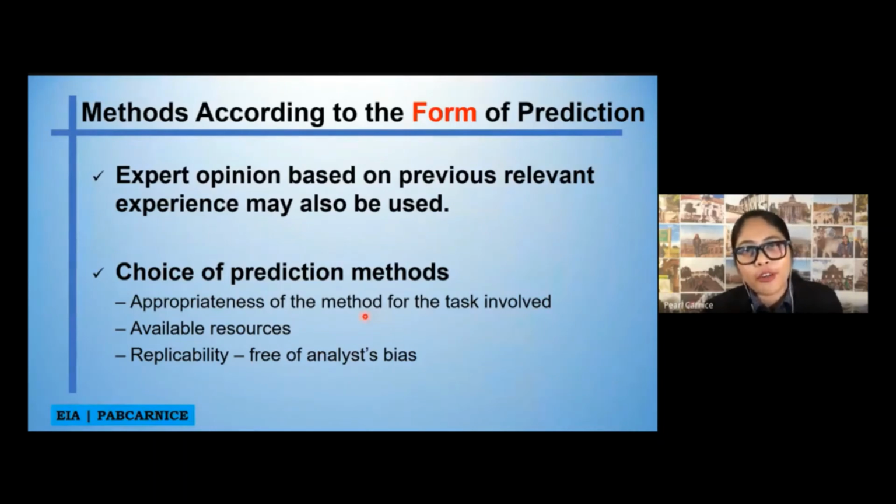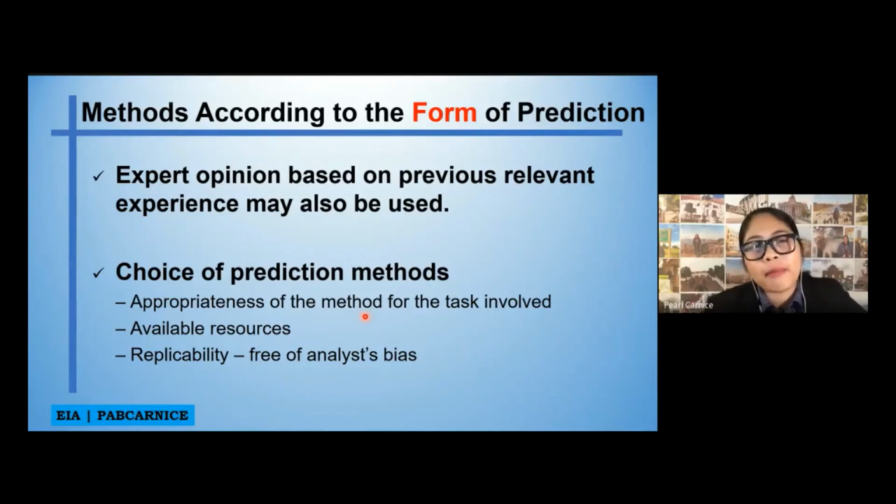We also have choice of prediction methods. So this is the appropriateness of a method for the task involved, and of course the available resources, because it will be hard if you pour all your project fund into your EIA study. So you have to check your available resources, and among the other approaches of prediction, you can choose between them, as long as it can justify what your prediction of the impacts of your specific project or study will be.